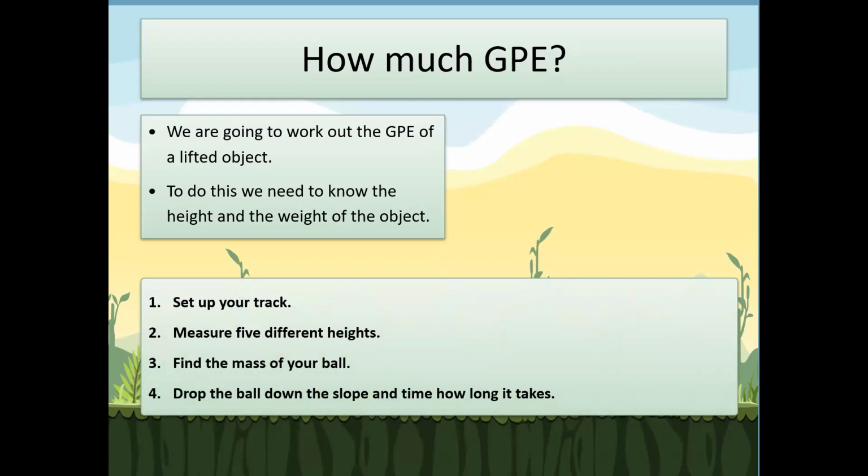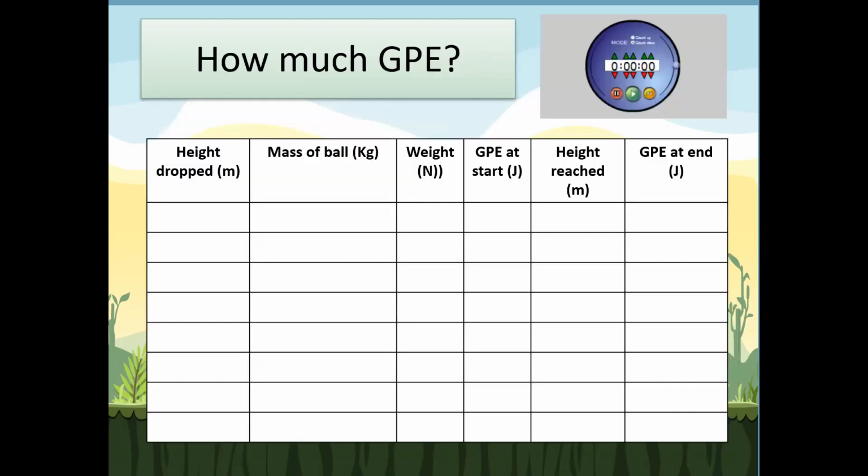Okay. So this is an experiment. This is an investigation. You set up your rack, measure 5 different heights, find the mass of the ball, drop the ball down the slope, and time how long it takes. So this is a very simple experiment. You just have to get a ball, you set your track, you measure different heights, and then different heights will give you different gravitational potential energy. So this is your table. You record the data, the height drop.